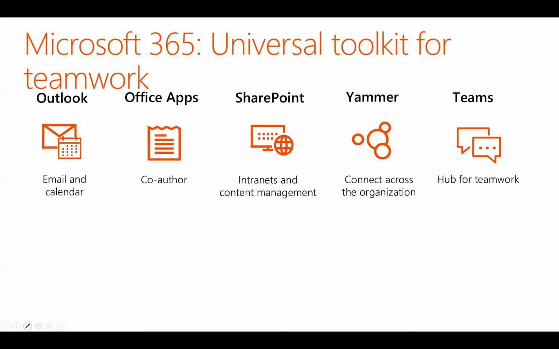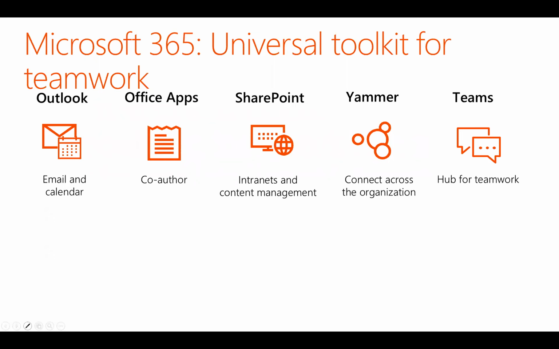All right, so what is Microsoft 365? Well, it's a universal toolkit for teamwork. With a Microsoft 365 contract, you get a full suite of products that includes Outlook, Office Apps, SharePoint, Yammer, and Teams. Microsoft 365 meets the diverse needs of teams with an integrated solution that is secure. We've designed Microsoft 365 to meet the unique needs of every group. For each of the categories of teamwork, Microsoft 365 includes a purpose-built application.